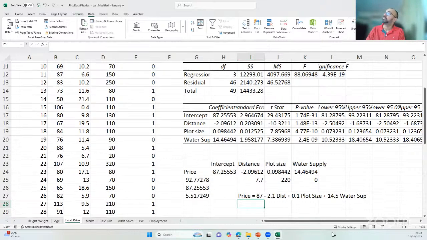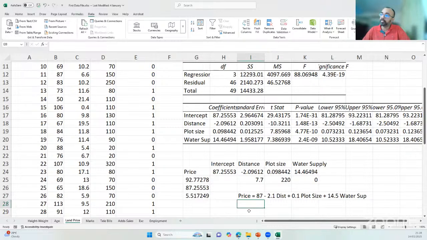Then if there is water supply, this will become 1. Water supply value will become 1. Then the plot value will increase by 14.5. If there is no water supply, then this value will become 0, and therefore 14.5 will not be added to the price. So the price will be increased by 14.5%. Sorry, not 14.5%, 14.5 value if there is water supply.